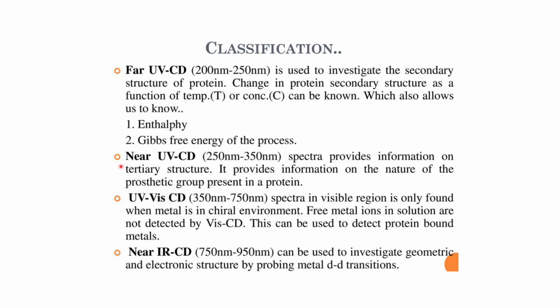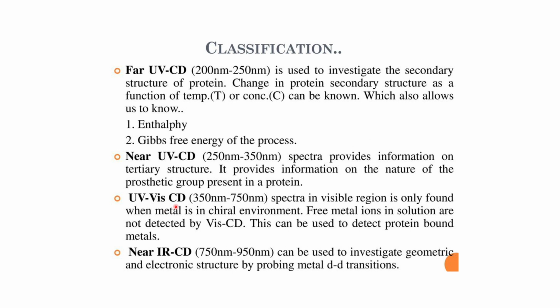And then near UV CD spectroscopy, 250 to 350 nanometer range. This spectrum provides information on the tertiary structure of proteins. It provides information on the nature of the prosthetic group present in the protein.